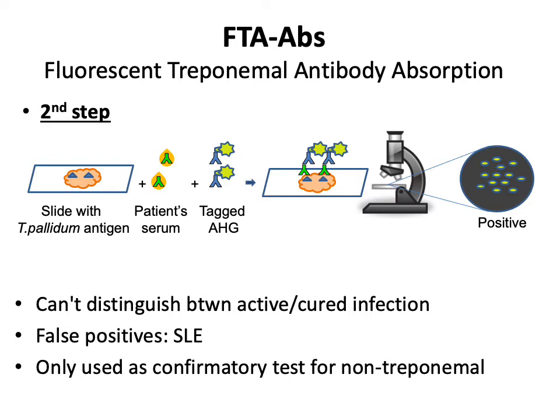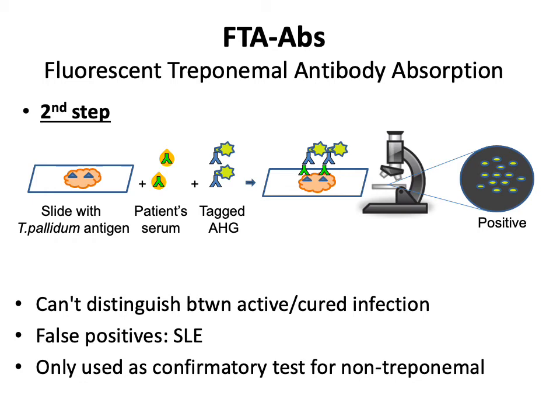The absorbed patient serum is then flooded on a slide that has been prepared with whole treponemes. Any anti-Treponema pallidum antibodies present are allowed to react with the antigens on the slide. Next, a tagged AHG, which is AHG attached to the TRITC, is applied to the slide. The excess must be washed away.